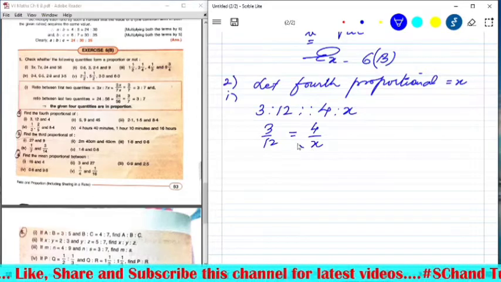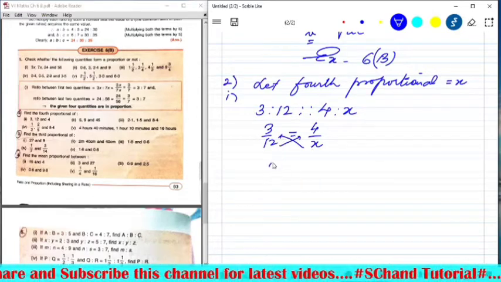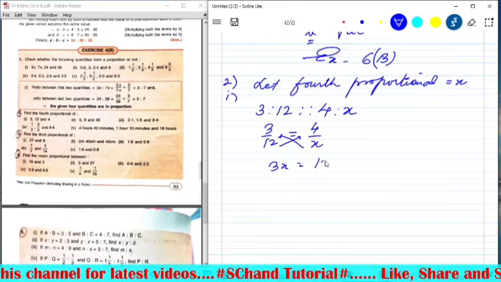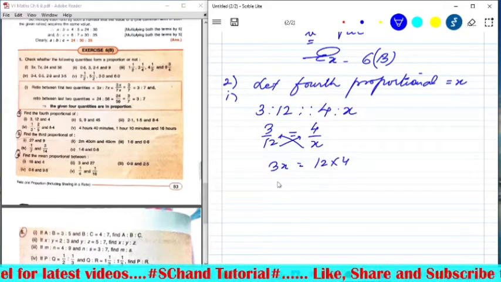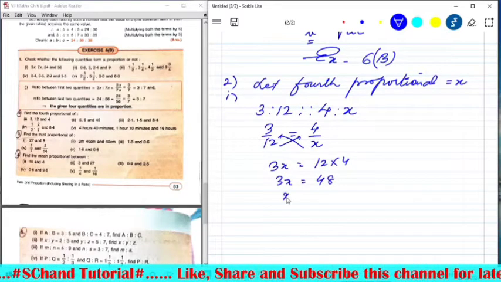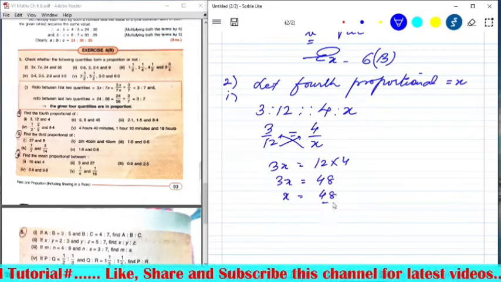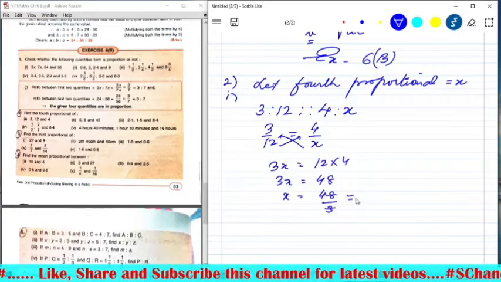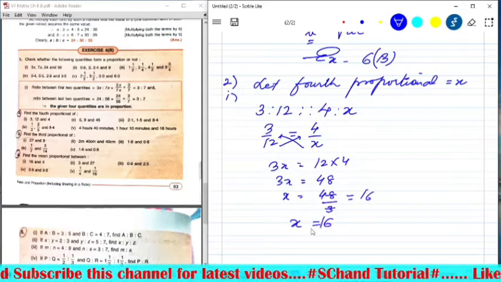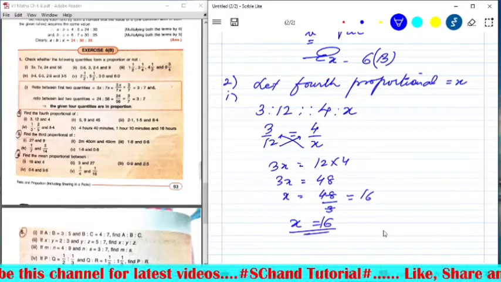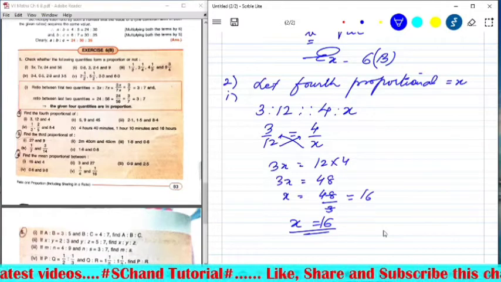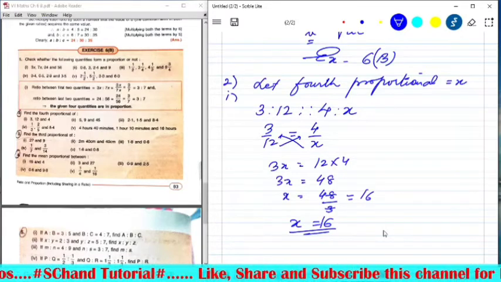So by cross multiplying, this will become 3x is equal to 12 into 4, and 3x is equal to 48. x is equal to 48 over 3. So x is 16. So the fourth proportional in this case will be 16. So this is how you have to solve this one.